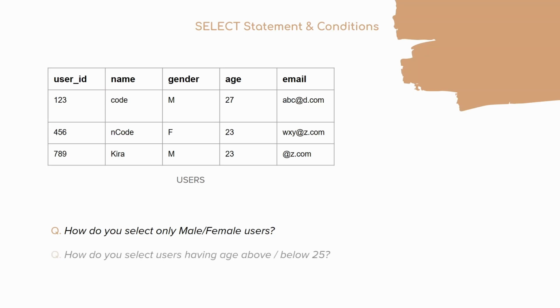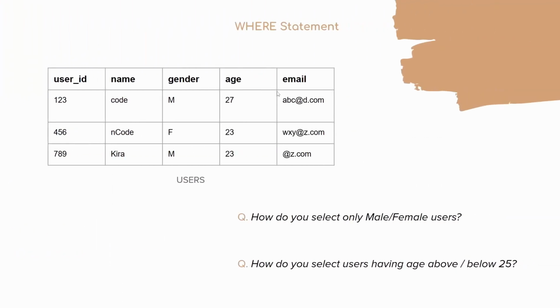Or let's take another example. How do you select users having age above 25? How do you do that, right? Now I don't want everything. I only want users with a certain age, for example 18, less than 18, 25, things like that, right? These are your conditions. So how do we select those users? All right, this is where your where statement comes into the picture. The where statement helps you write conditions that will be applied on each row, and if they pass that condition they will be printed, otherwise not.